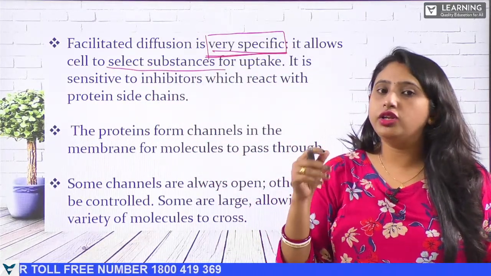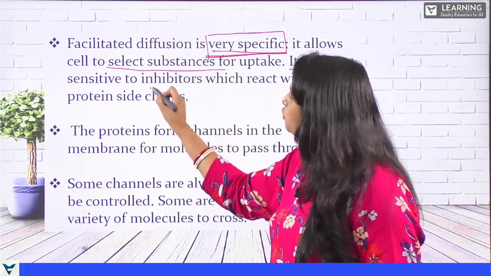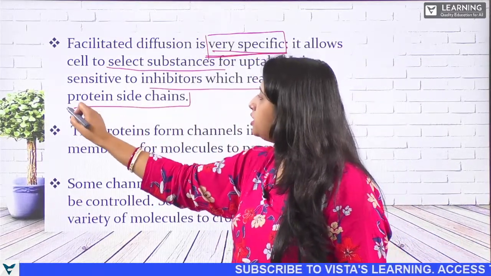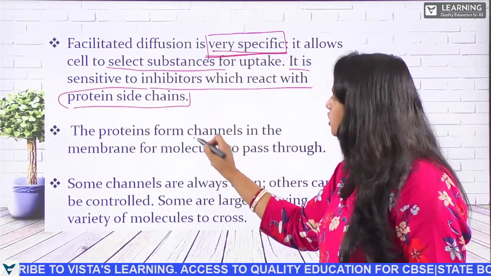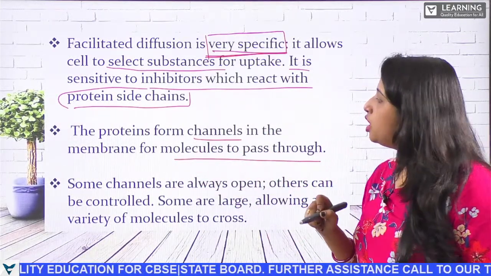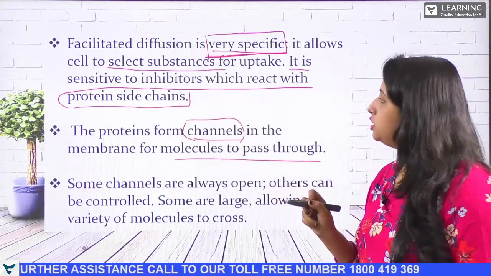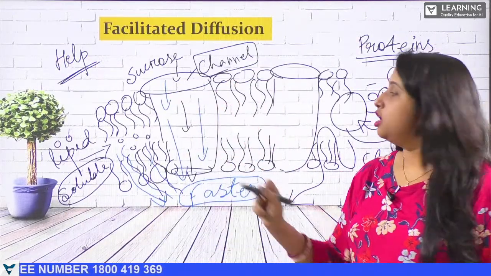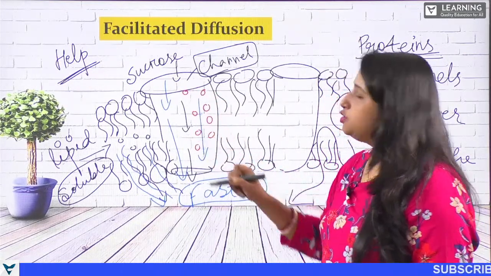So as I said, it will allow the cell to select various substances for uptake, and it is sensitive to inhibitors which react with protein side chains. Next, the proteins form channels in the membrane for molecules to pass through. As we have seen here, the proteins form various channels through which the molecules can pass across the plasma membrane.